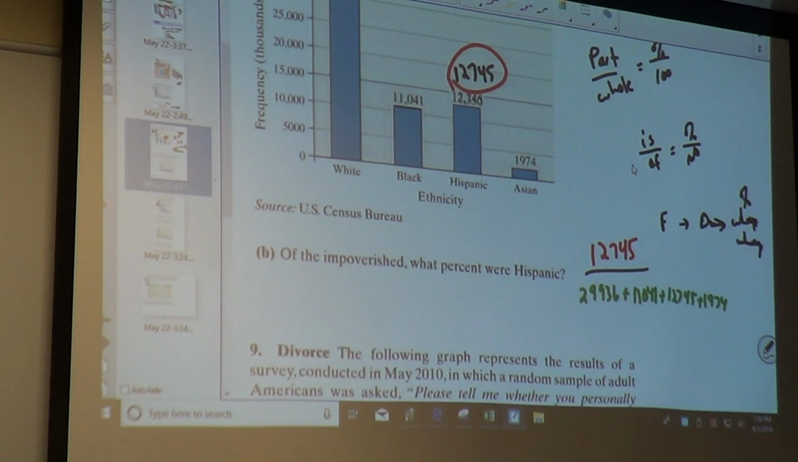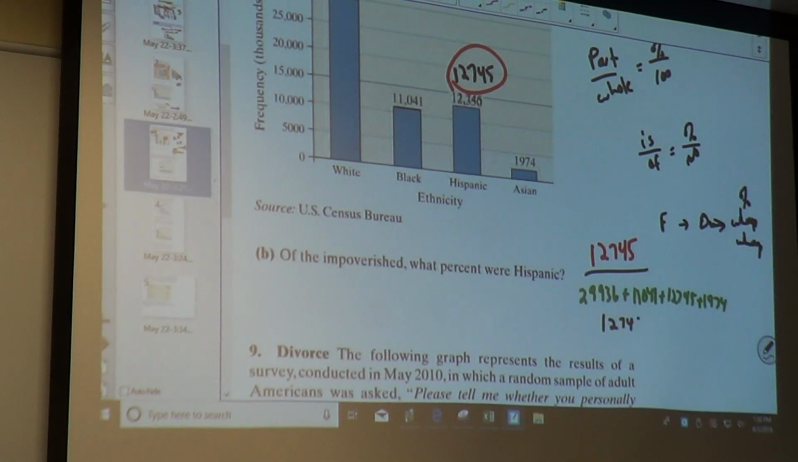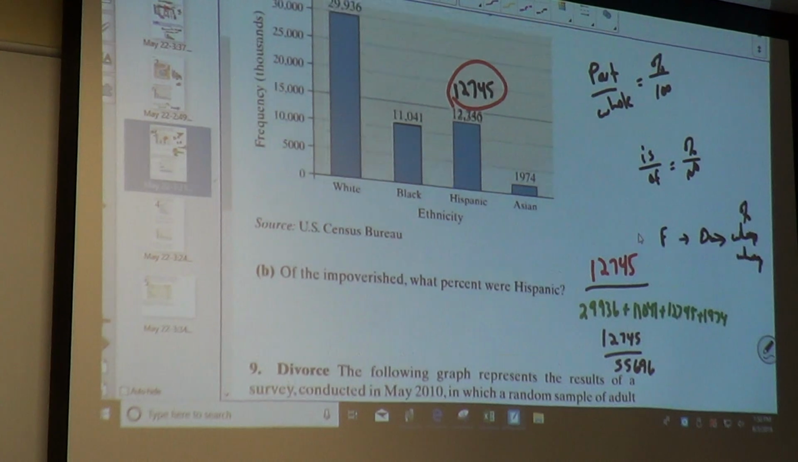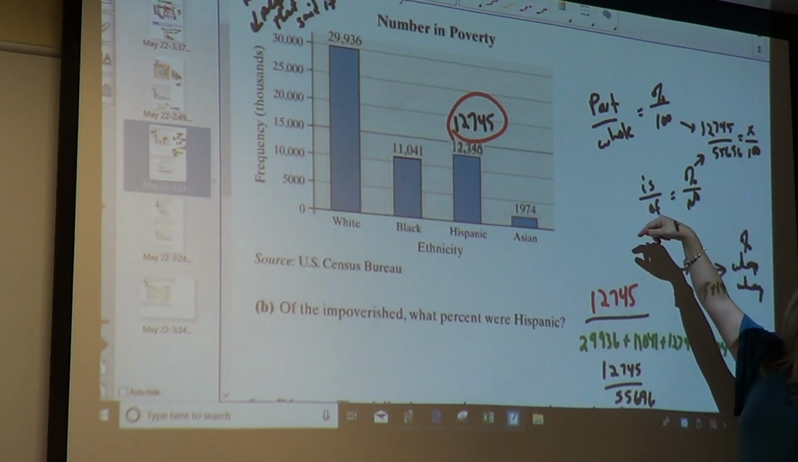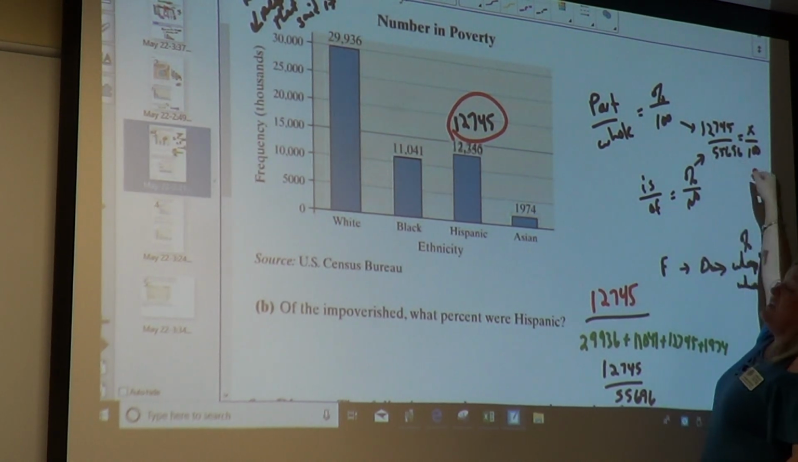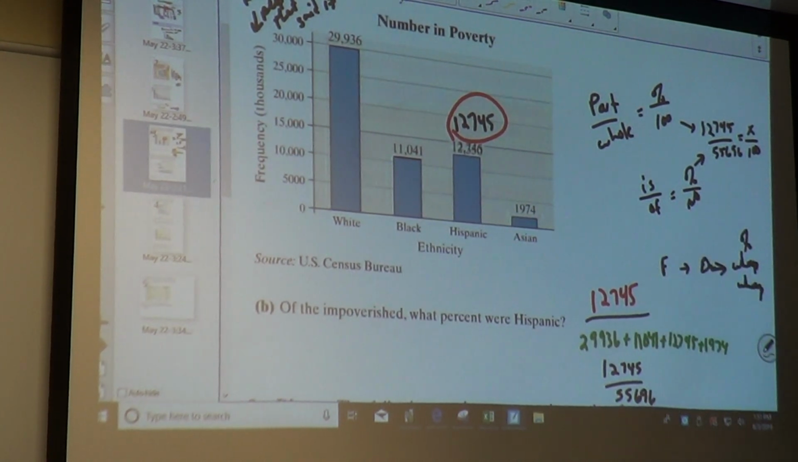That's going to give me 12,745 over 55,696. Is that what you got? So if I do it as one of these two methods, it would be 12,745 over 55,696 equals X over 100 because I'm trying to find the percent. So if you want to go the is over of or the part over whole, you would do it this method and you would cross multiply. So what would I do next?